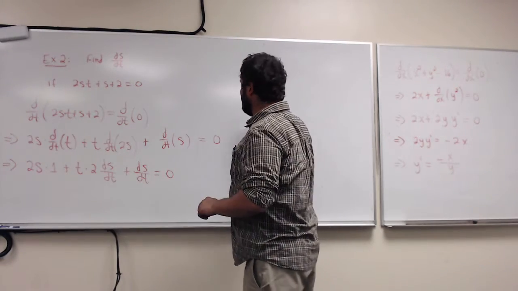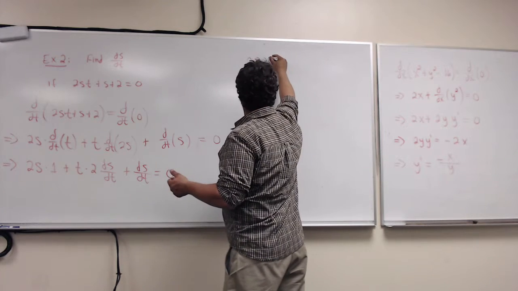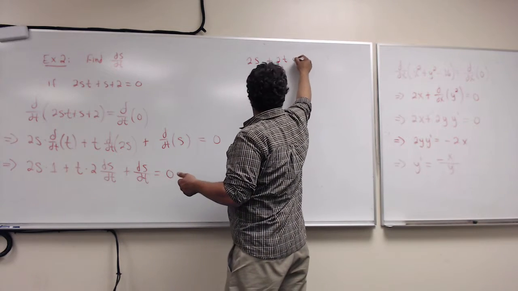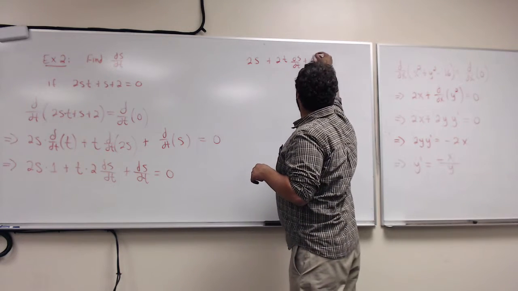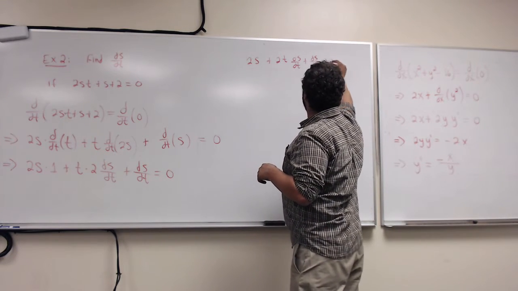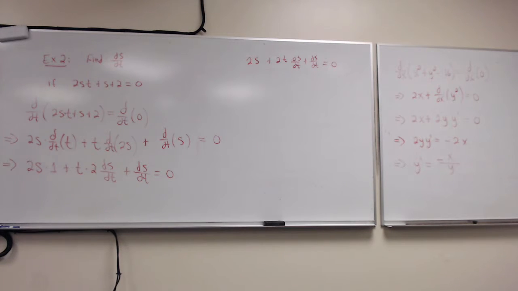Now I'm going to simplify a little bit, because this becomes just 2s times 1 is s, plus 2t ds/dt, and then plus a ds/dt, and then you have equals 0. Now if you look at the second two terms, they both have a factor of ds/dt in common.